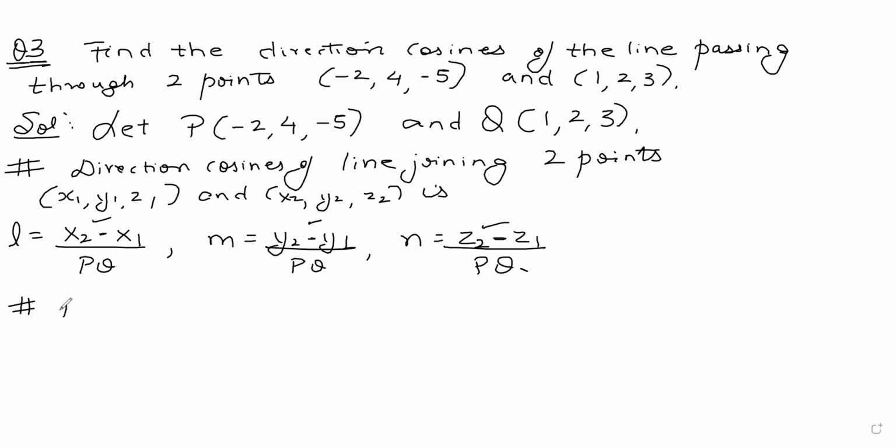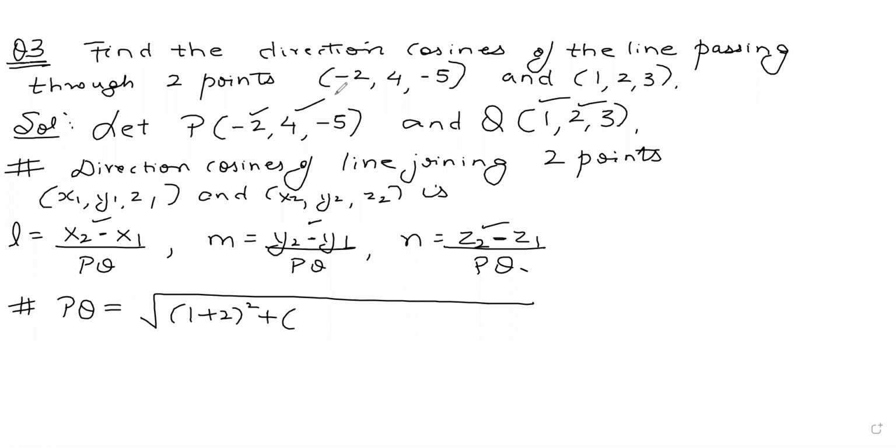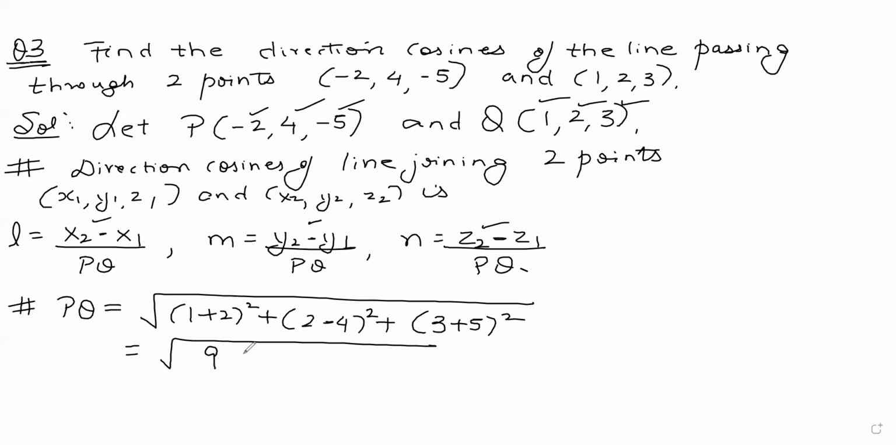Now guys, first of all, let's find PQ. What is my PQ? Square root of (1 minus of minus 2, that means 1 plus 2) whole square, plus (2 minus 4) whole square. We are applying the distance formula, plus (3 minus of minus 5, makes it 3 plus 5) whole square. So my PQ comes out as square root of 1 plus 2, 3 square, 9. Then we have 4 and then we have 64. So this comes out as square root of 77.